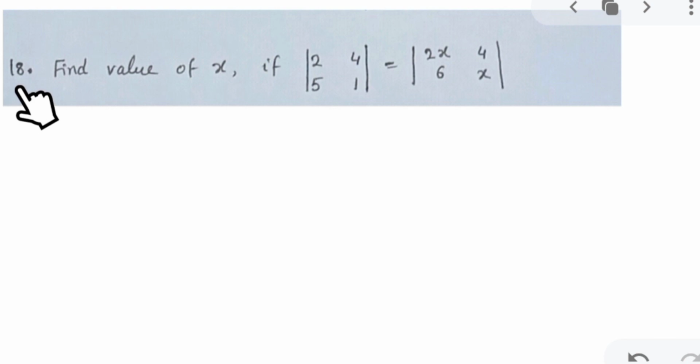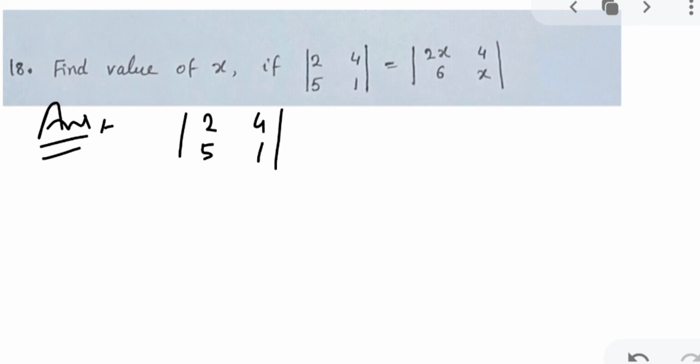So question number 18 is: find the value of x. This is similar to what we did in question number 17. So find the value of x if this is also a determinant, not a matrix. Okay. So in the same way we'll solve this also. The left side determinant is 2, 4, 5, 1. Okay. And the right side is 2x, 4, 6 and x. These are the elements. Okay.